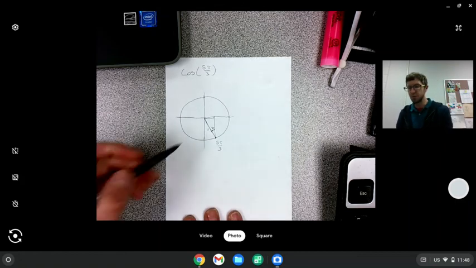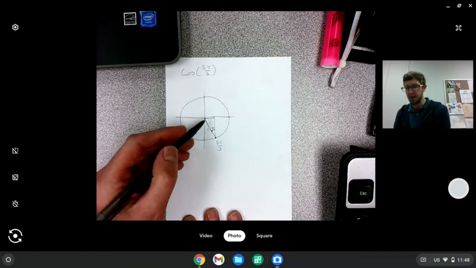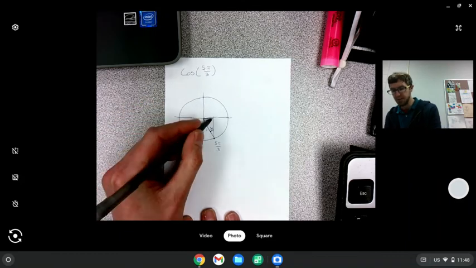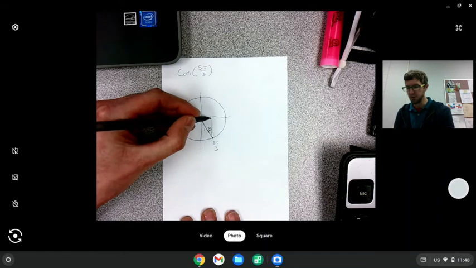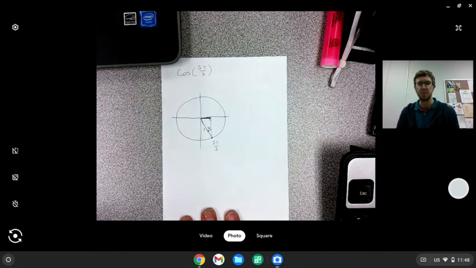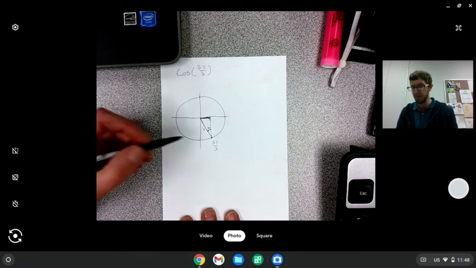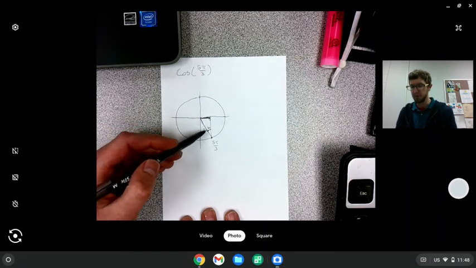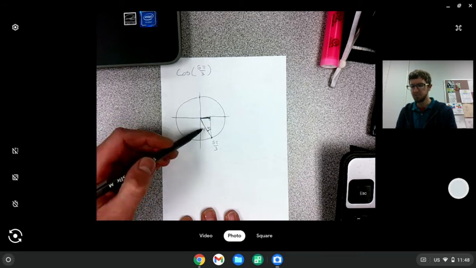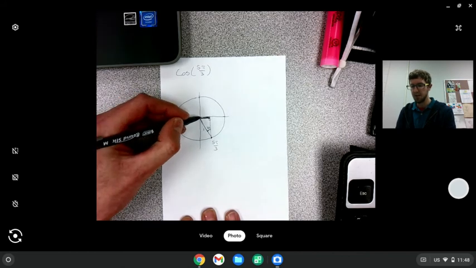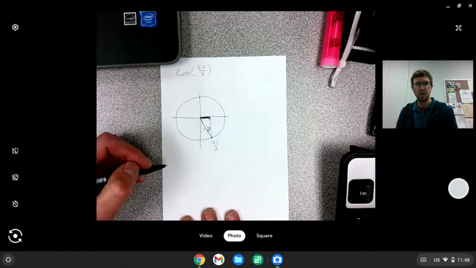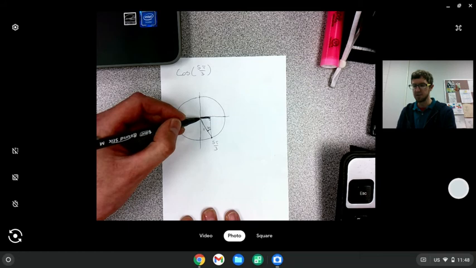But the idea is you could work out exactly how long this leg of the right triangle is by using some different arithmetic and some different work. But that's where this number comes from, where we've got this right triangle here. If we know what the angle is, we can work with this right triangle and figure out the x part of it, this leg along the x-axis.